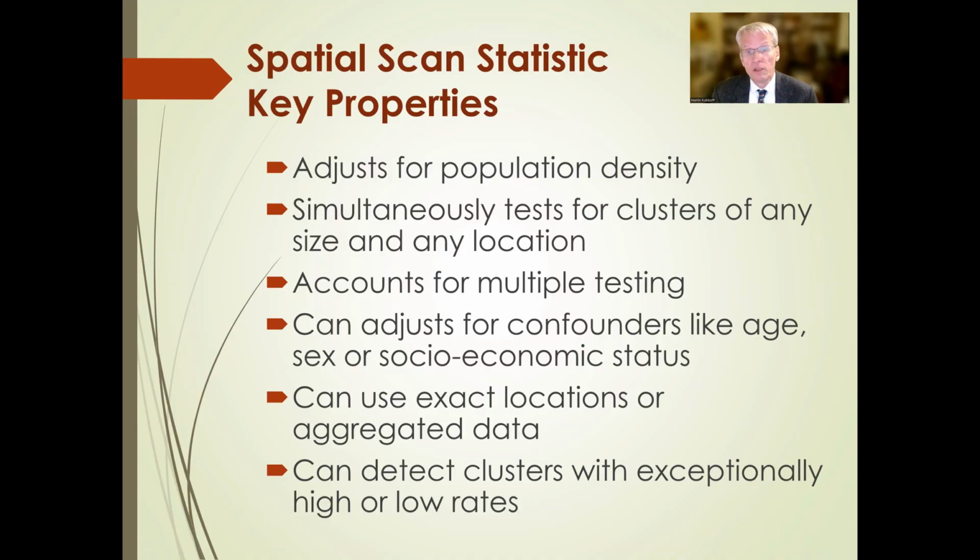And the more granular the data is, the better in terms of the statistics and analysis, but it's not always available. And the method can detect clusters with exceptionally high rates, which we did for Iowa, but also low rates. So for example, for cancer incidence or mortality, we typically are interested in finding places where there are high rates, where there's a problem. But if we looked at cancer screening, for example, we might be interested in low rates, where there's less screening than other places, to know where there needs to be more opportunities offered for screening.